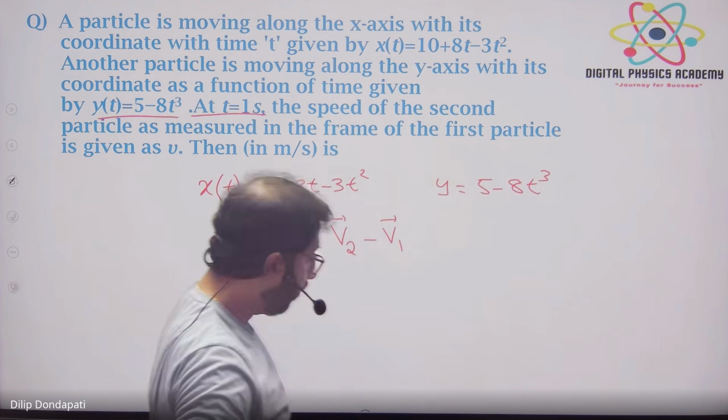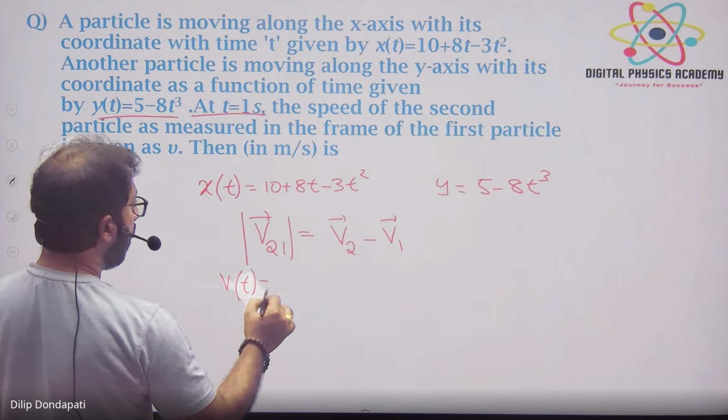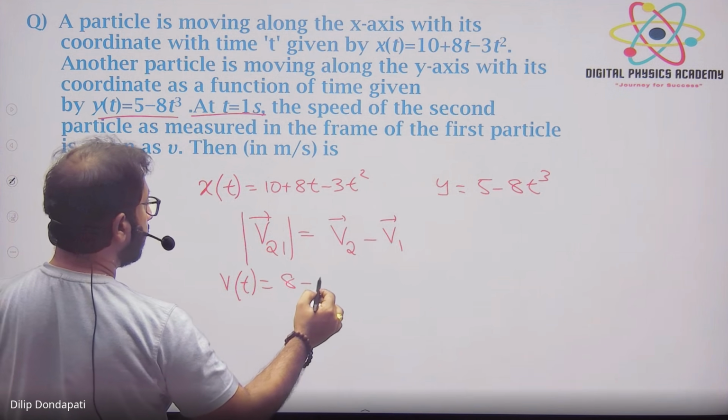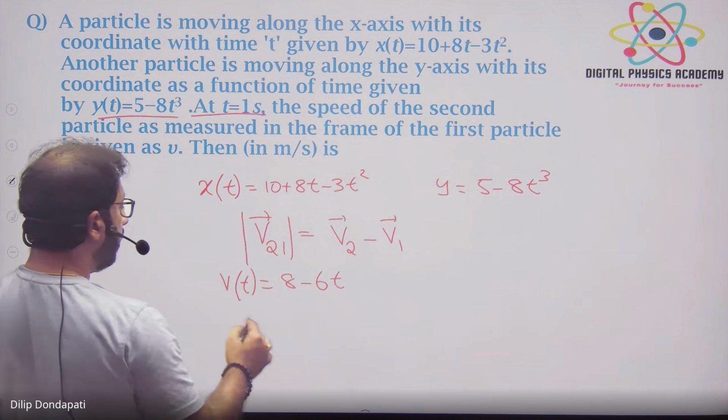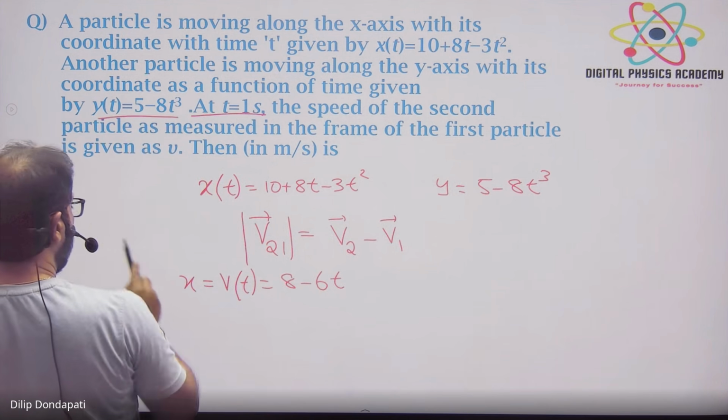26 नहीं, i cap j cap लगाने का. See, you differentiate. समझ में आया? Velocity का differentiate क्या तो? 8 minus 6t. This is x, right? Velocity का x direction में, ठीक है? Velocity आया in x direction.